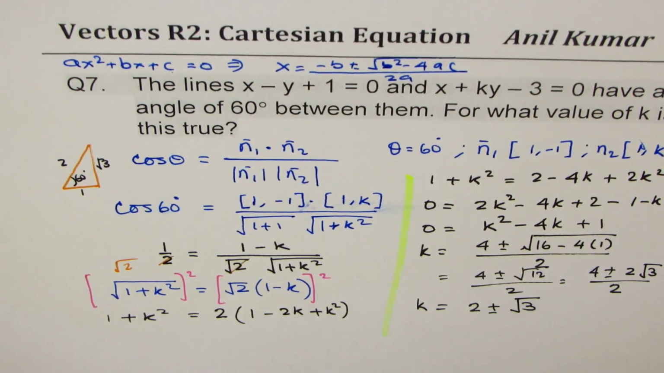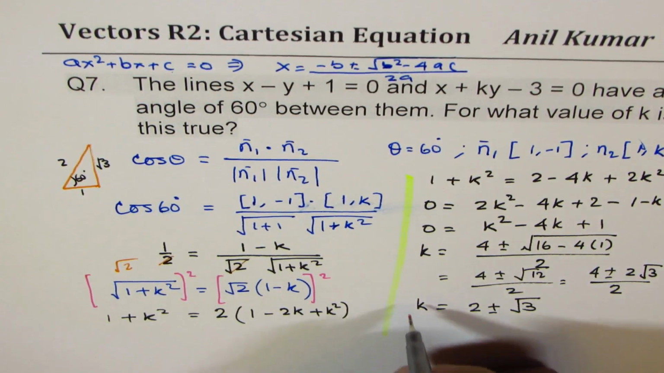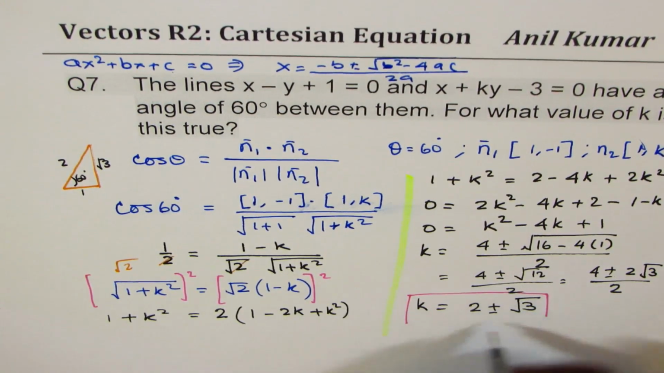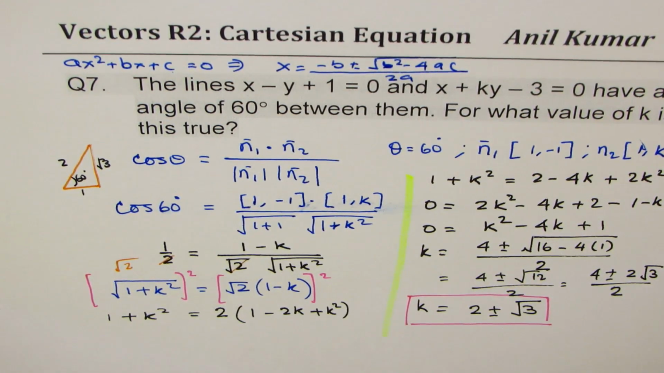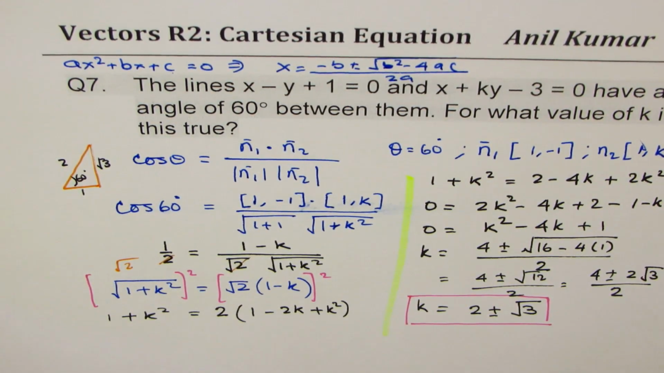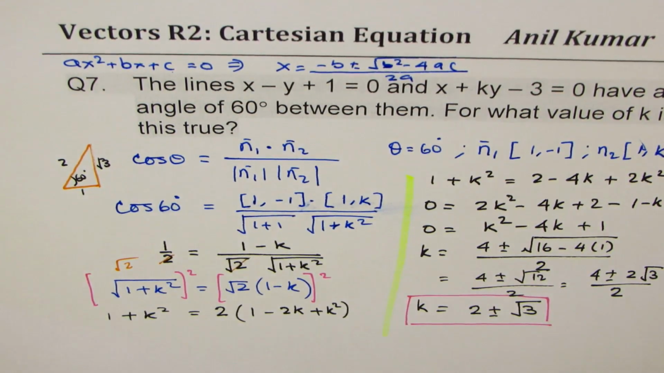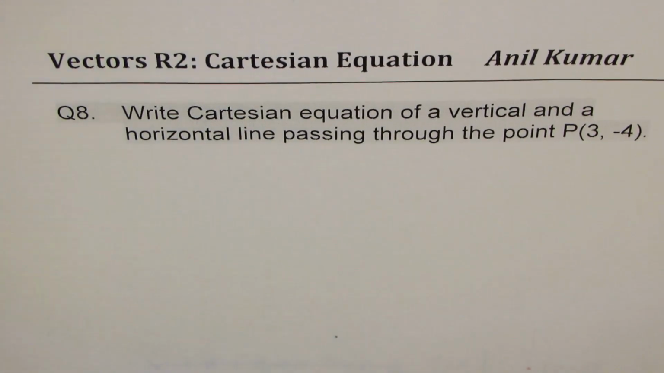Do you see that? So that is how we can get the value of k in the given question. So for an angle of 60 degrees, the value of k should be 2 plus minus square root 3. This is a very important question. You should go through it once again, try to understand what we did. We are now at the end.